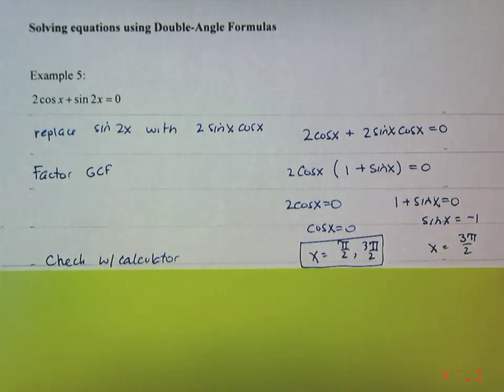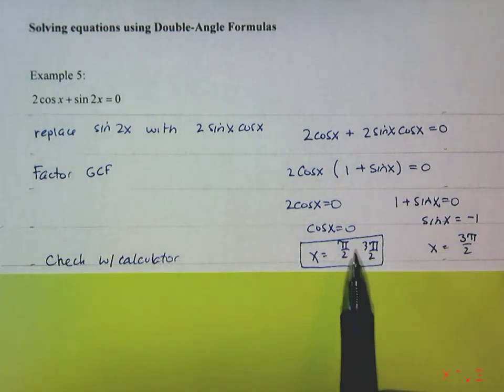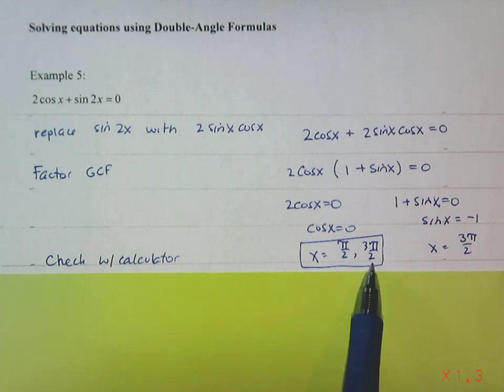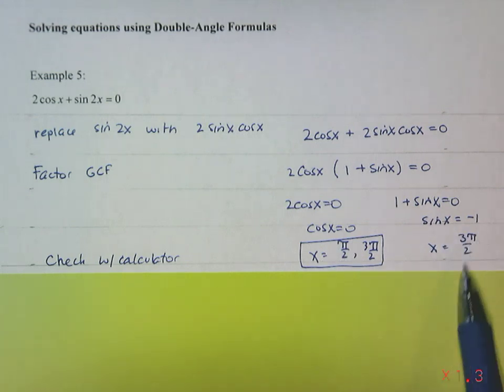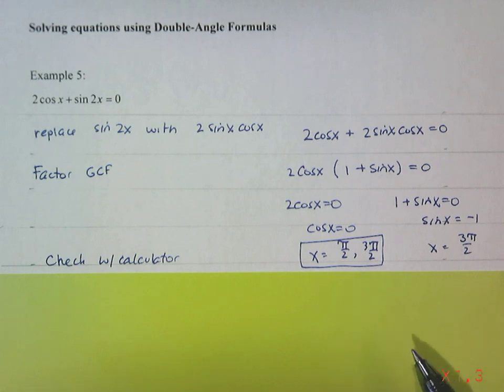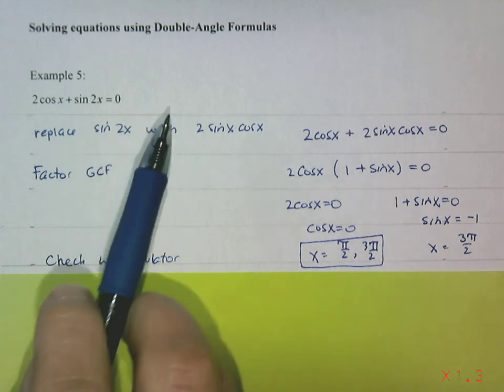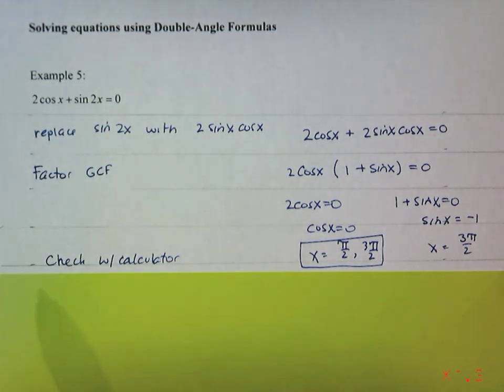Now I want to find the angles. If cosine x equals 0, x is going to equal pi over 2 and 3 pi over 2. Sine x is equal to -1 when x is equal to 3 pi over 2. Since I have 3 pi over 2 in both places, I don't have to write it twice. So I'm just going to box those for my answers. And then I would check with my calculator. Take these values, plug them back into the original equation.